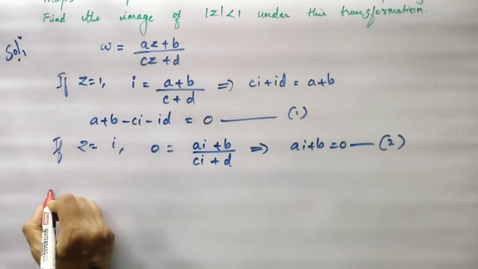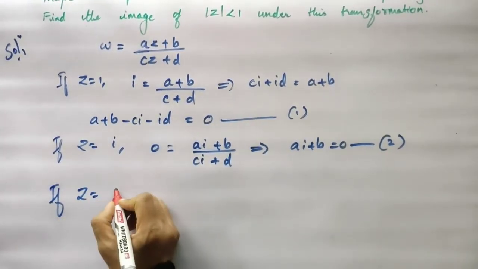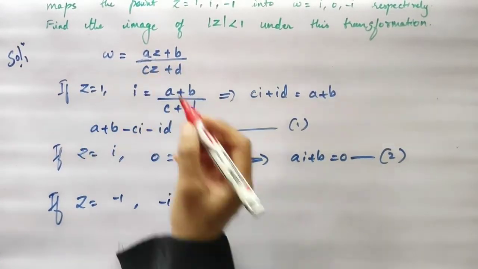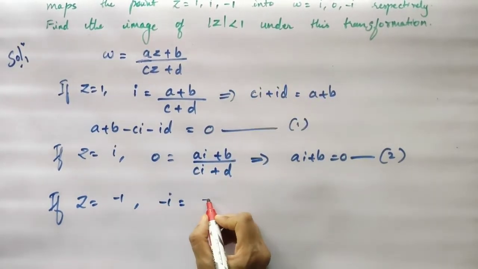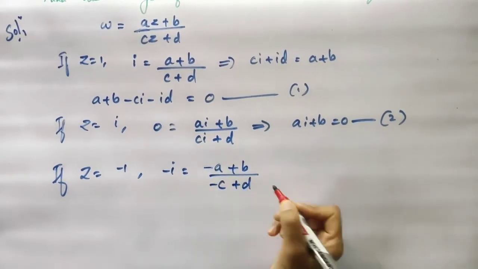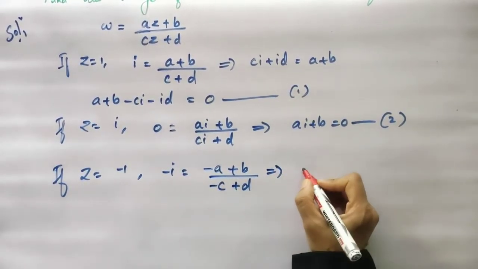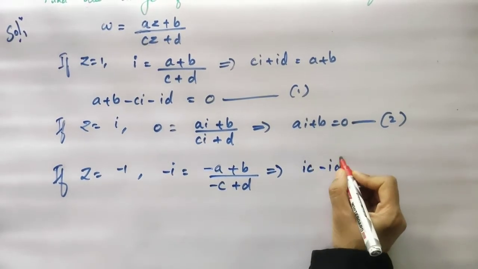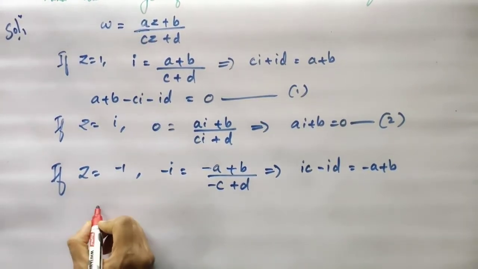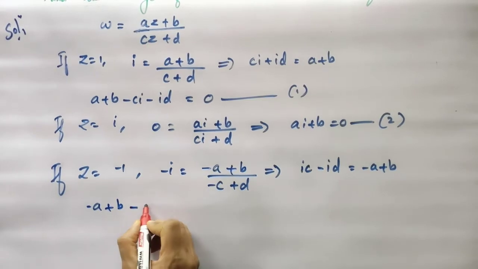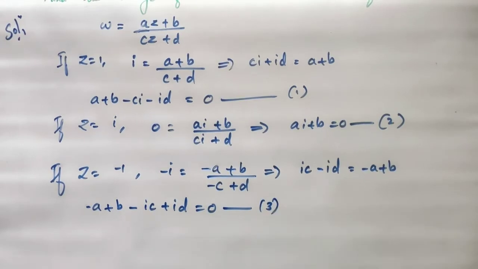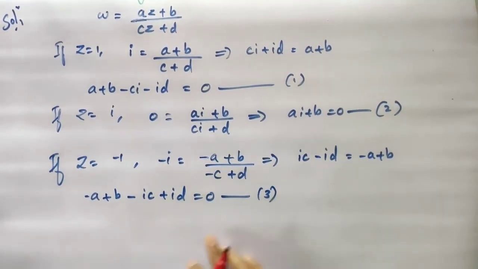Similarly, if z is equal to -1, w is -i. So -i equals (-a plus b) divided by (-c plus d). When you further simplify this, you will get i into c minus i into d is equal to -a plus b. Further simplifying, you have -a plus b minus ic plus id is equal to 0. Call this equation 3. So you have got 3 such equations.